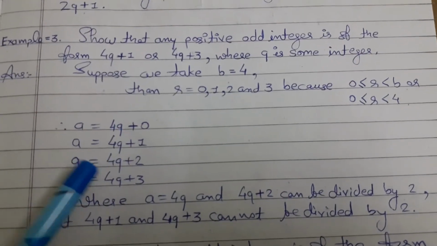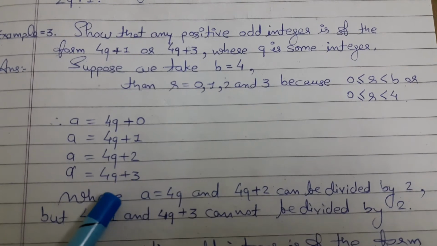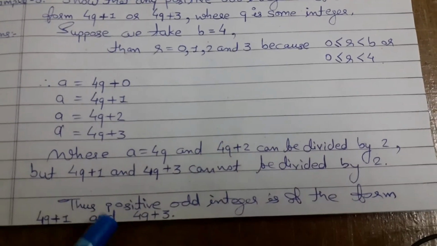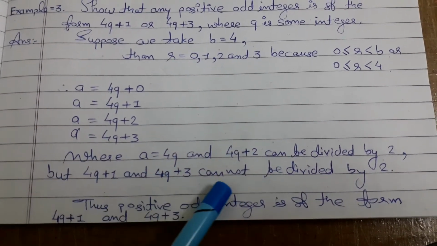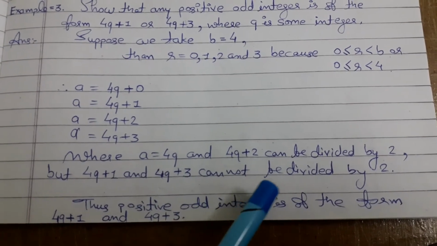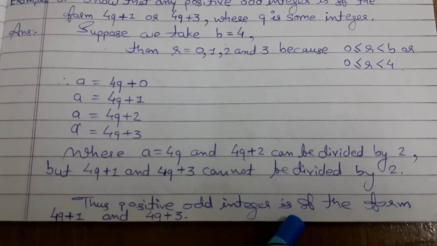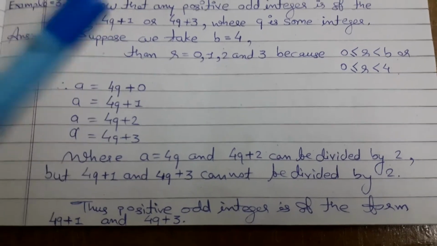So we will get 4 equations: a is equal to 4q plus 0, a is equal to 4q plus 1, a is equal to 4q plus 2, a is equal to 4q plus 3. Here a is equal to 4q and a is equal to 4q plus 2 can be divided by 2, but 4q plus 1 and 4q plus 3 cannot be divided by 2. Thus, positive odd integer is of the form 4q plus 1 and 4q plus 3. Moving to the last question.